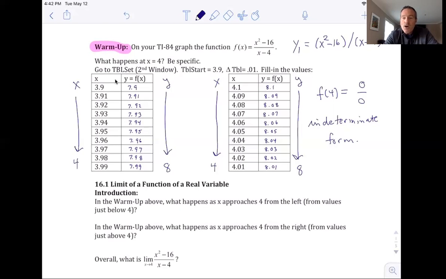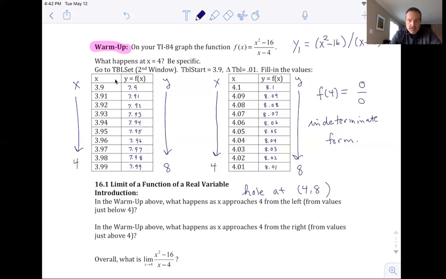Are they going to get there? No, because at 4, remember, we don't have a function. It's a hole. But what would happen on the graph? We'd have a hole at x equals 4, y equals 8. So that's the warm-up, which gives you an idea what a limit is.